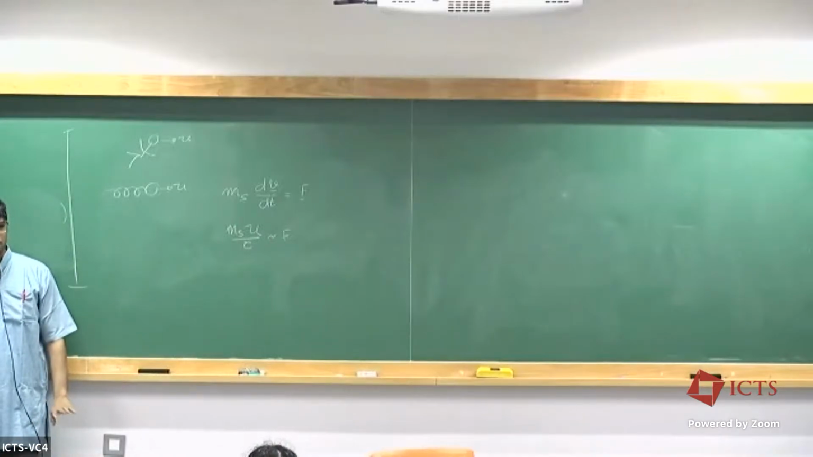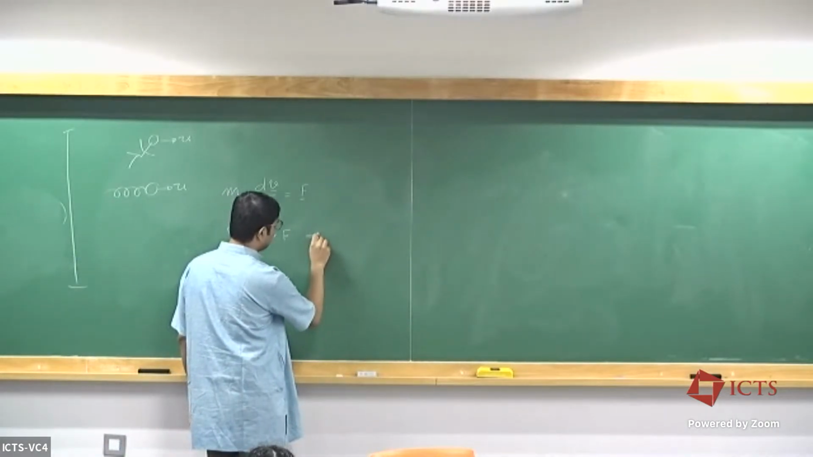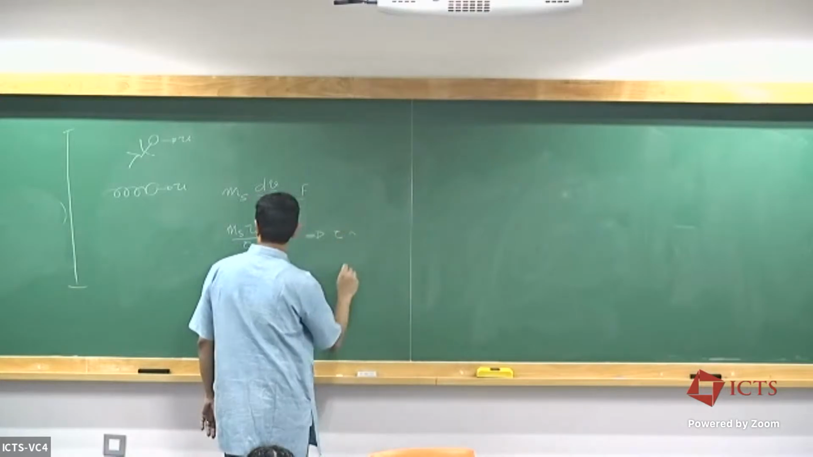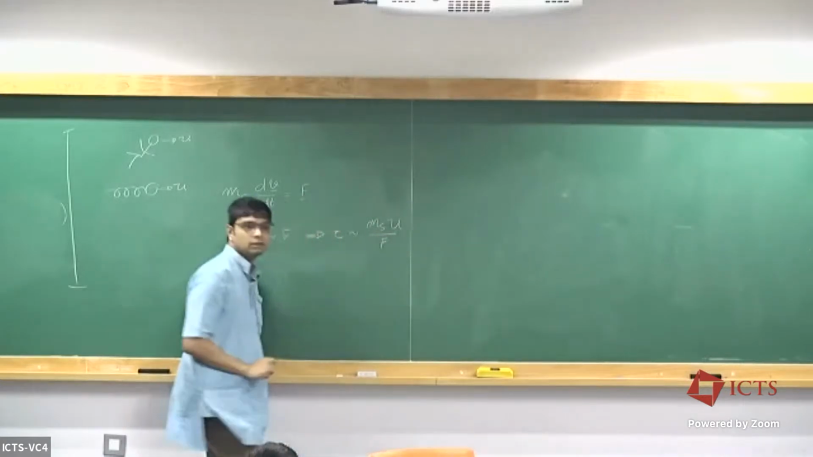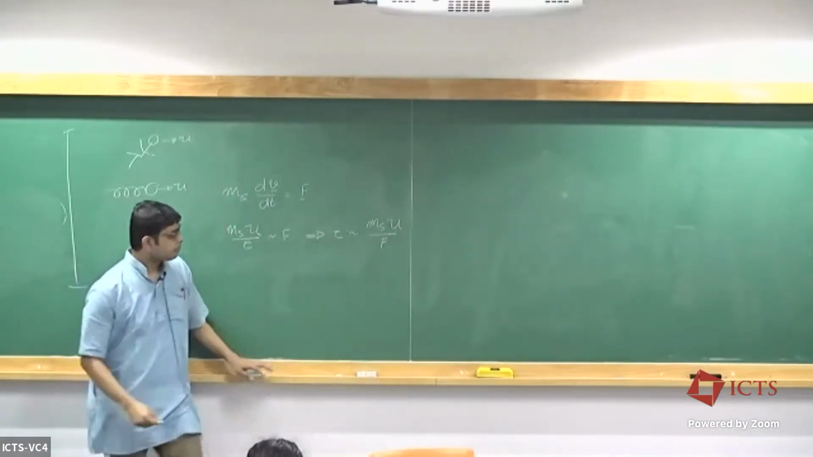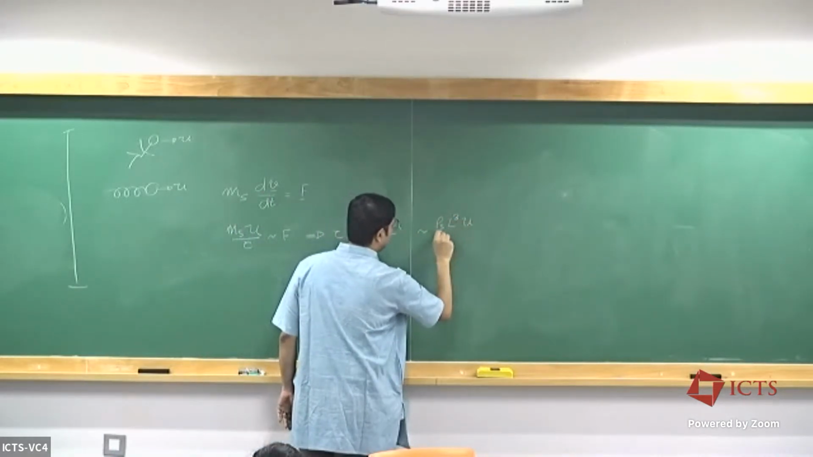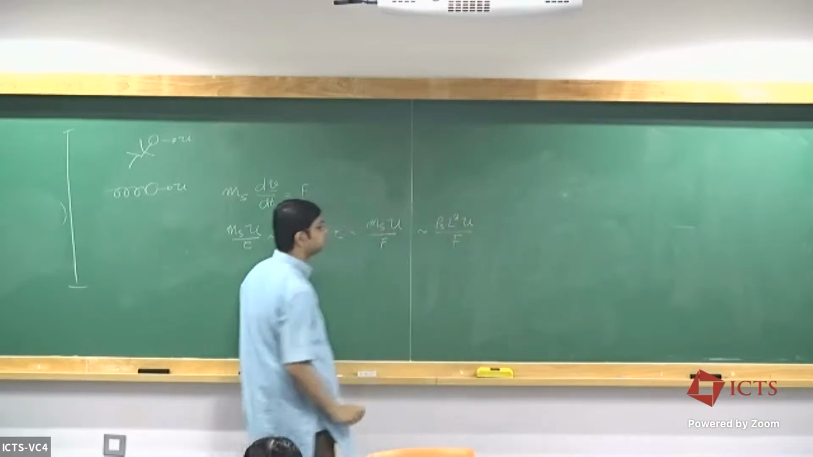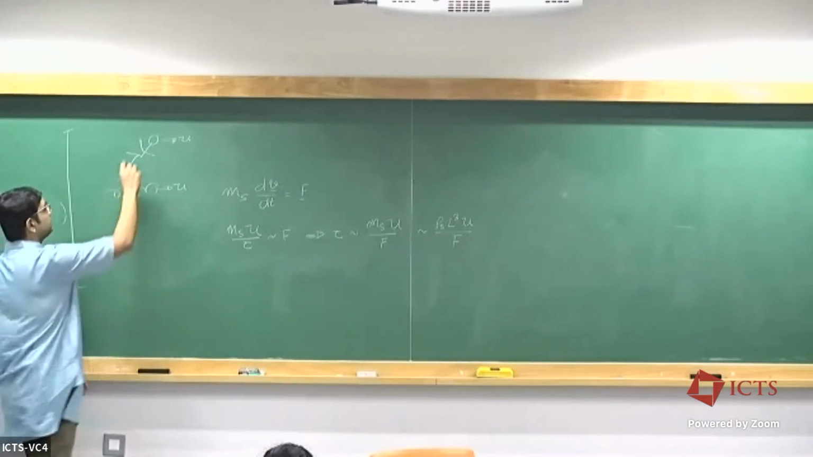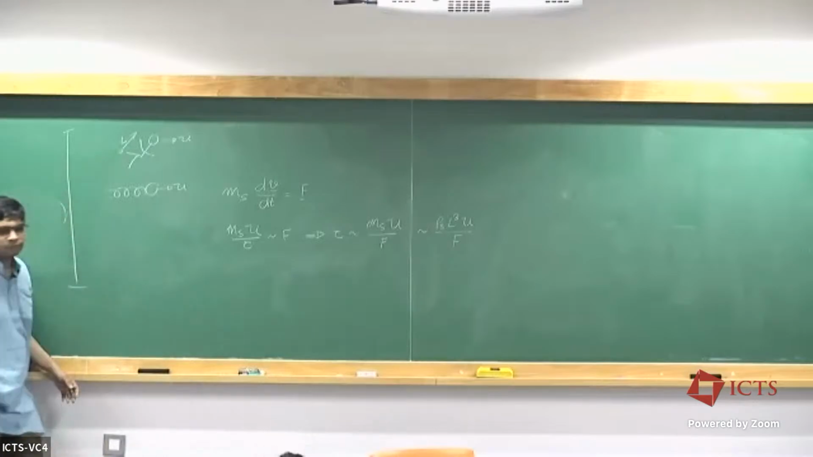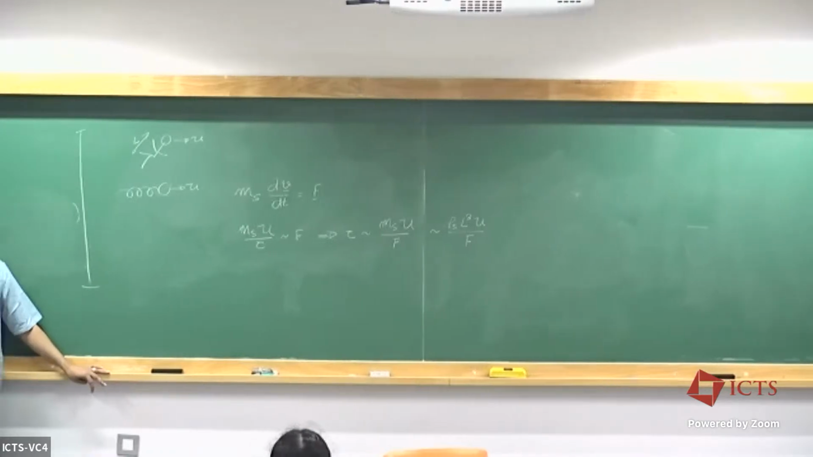Okay? Okay with everyone? Then I can rearrange this and write that tau is m_s u over f. And let's write this as rho_s L cubed u over f, where rho_s is the density of the swimmer and L is the length scale. Is this okay? Sounds good?